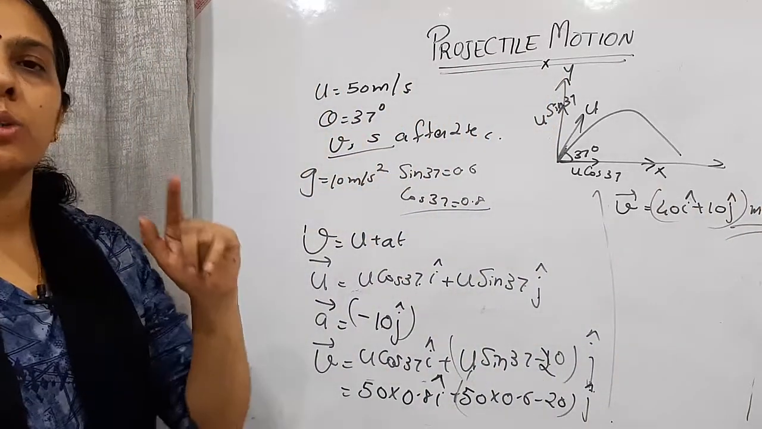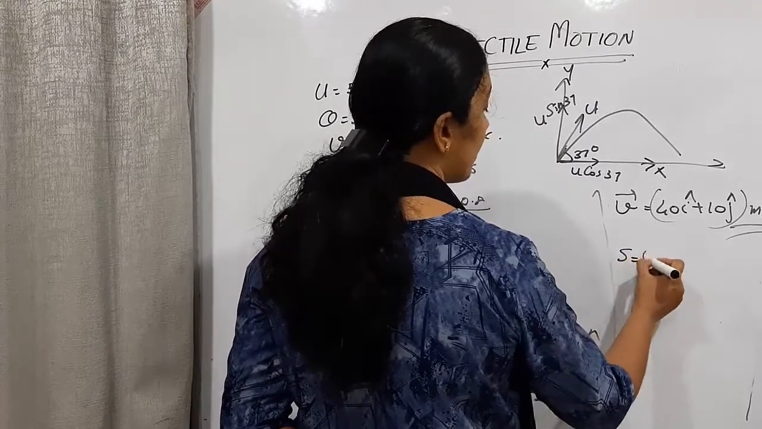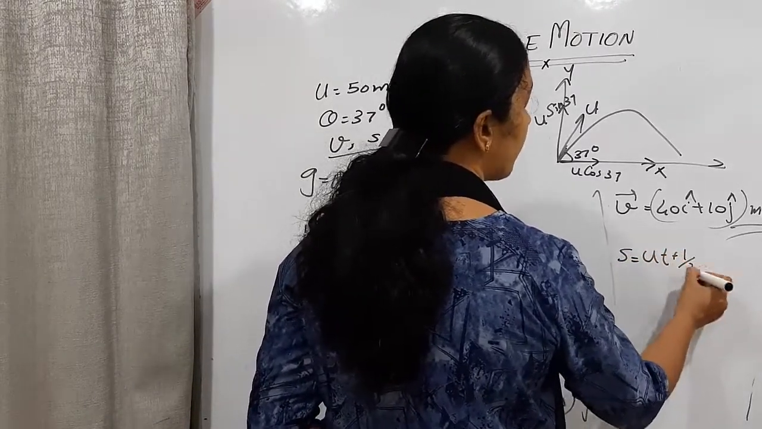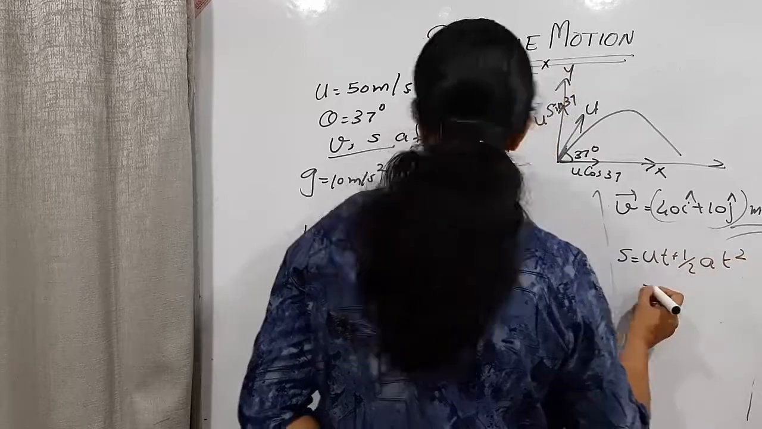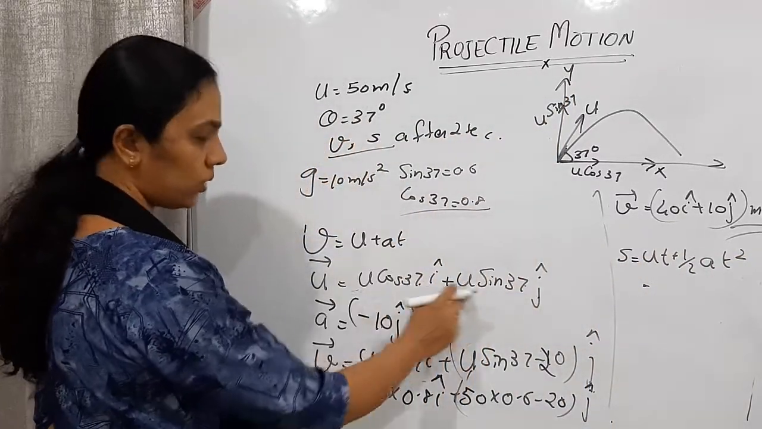Now we need to find the displacement. How can we find the displacement? S equals ut plus half at square. Therefore, u is not just 50; we need to write down the whole thing.